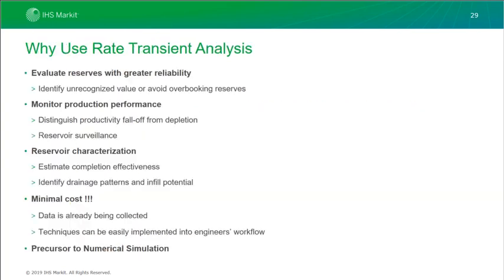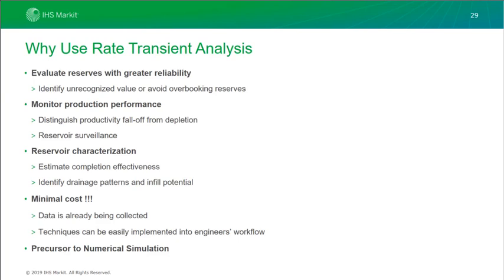So why should we use rate transient analysis? One of the main reasons for using modern production analysis, or RTA, is to evaluate reserves with greater reliability, and sometimes there is an upside that you didn't see with traditional methods. It can also avoid you overbooking or underbooking reserves through decline analysis, and so it can uncover some errors.